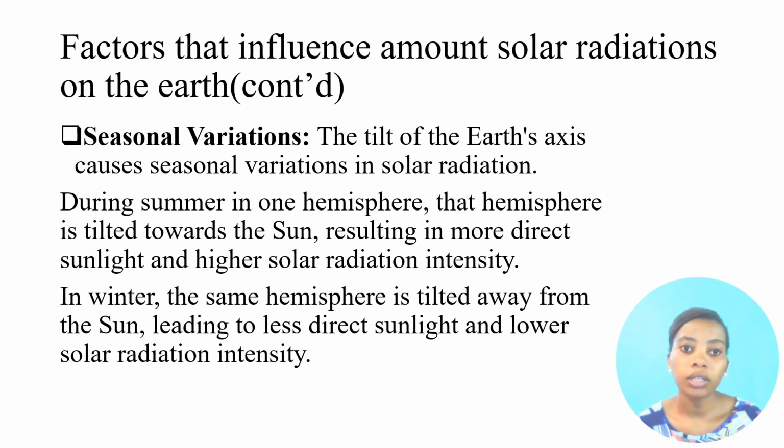The third one is seasonal variation. The tilt of the Earth's axis causes seasonal variations in solar radiation. During summer in one hemisphere, that hemisphere is tilted toward the sun, resulting in more direct sunlight and higher solar radiation intensity. In winter, the same hemisphere is tilted away from the sun, leading to less direct sunlight and lower solar radiation intensity.